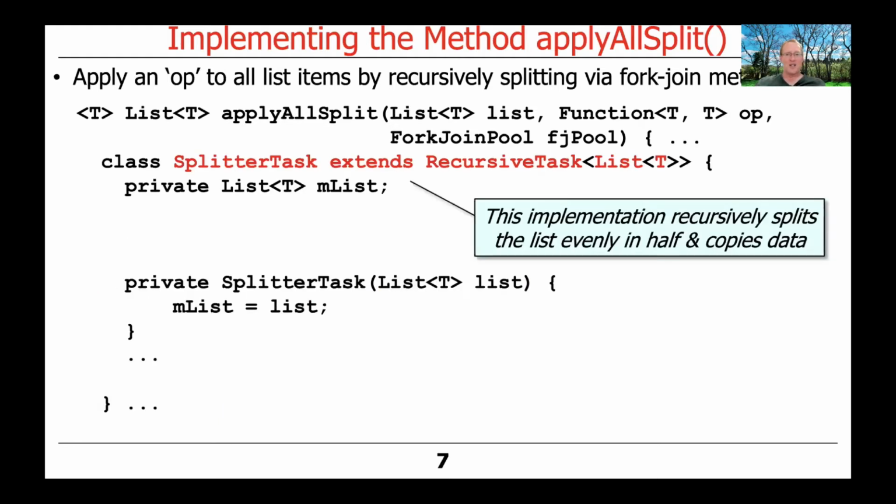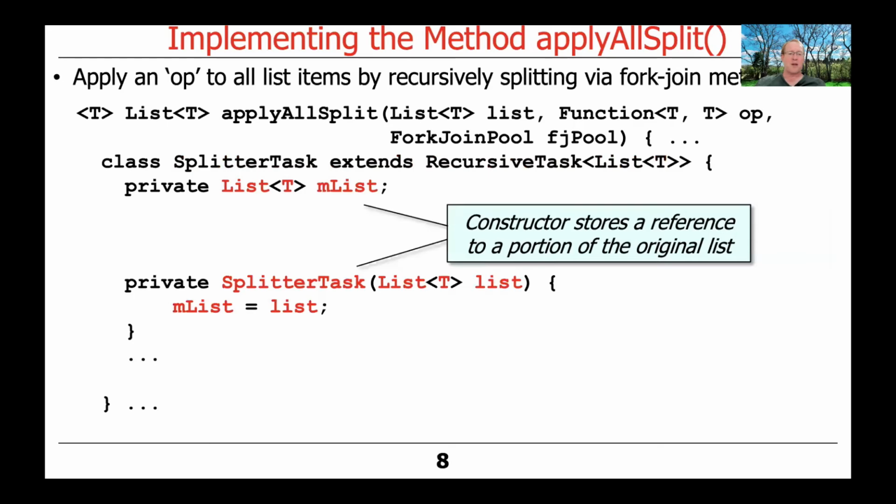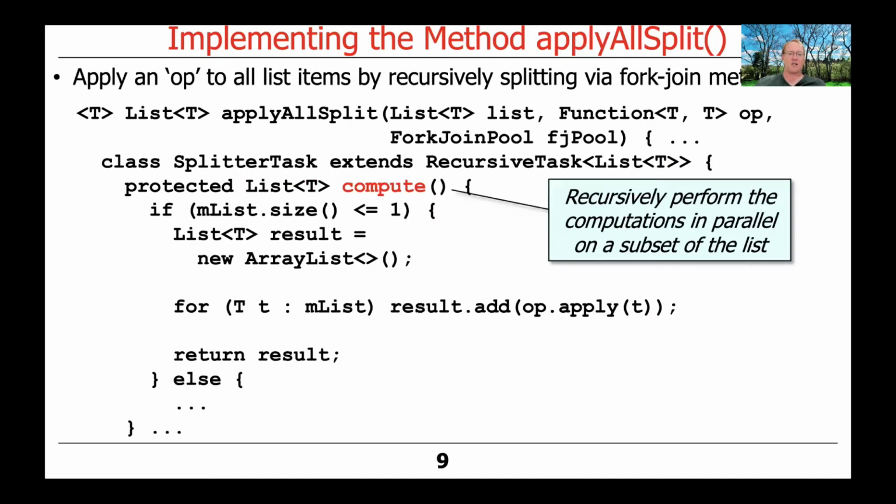As I said before, SplitterTask extends RecursiveTask, and we're going to use a list or sublist for each of the pieces. We're going to define a list, and the list is then going to be initialized in the constructor. And again, remember Java's reference semantics, so we're not actually making a copy of the list, we're just passing in a reference to it. So initially, we're going to have a field, mList, that will reference the entire list.